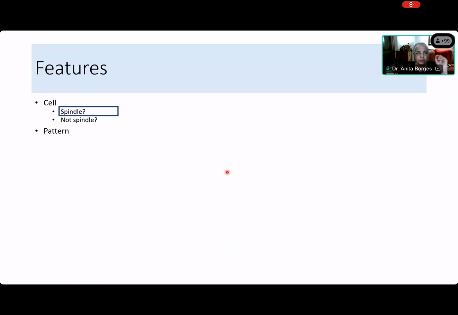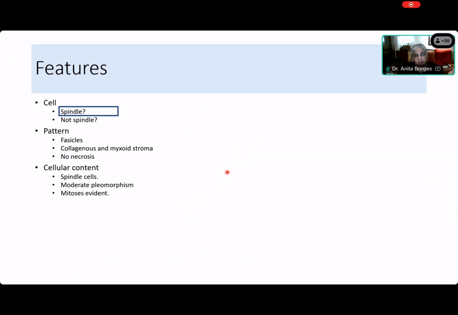So what is it? Of course, it's spindle. It's got fascicles, it's collagenous and myxoid. There is no necrosis. And the cellular content, yes, it's spindle cells, moderate pleomorphism, and there are mitoses in this. Okay, there is no necrosis, but there are mitoses. So what do we do next? We think of possibilities. We know that it is a malignant spindle cell tumor, but it is also pleomorphic.